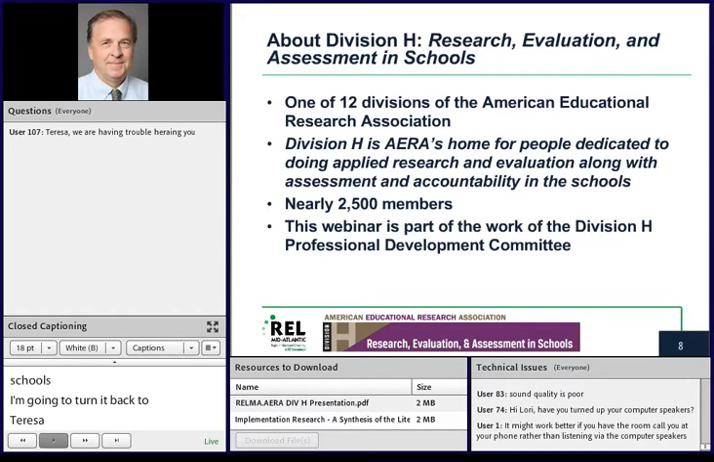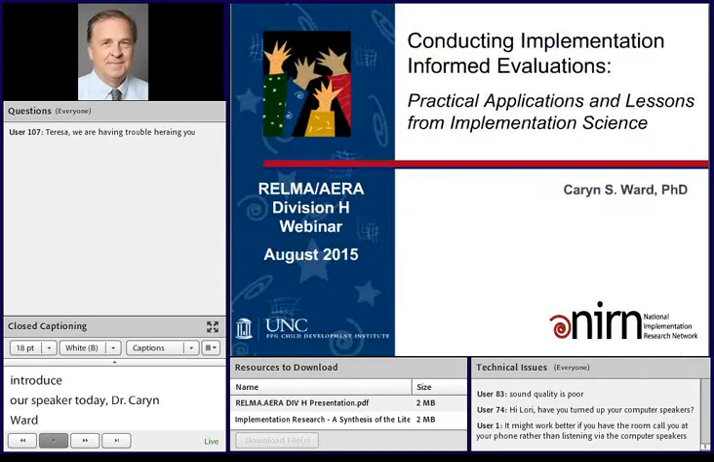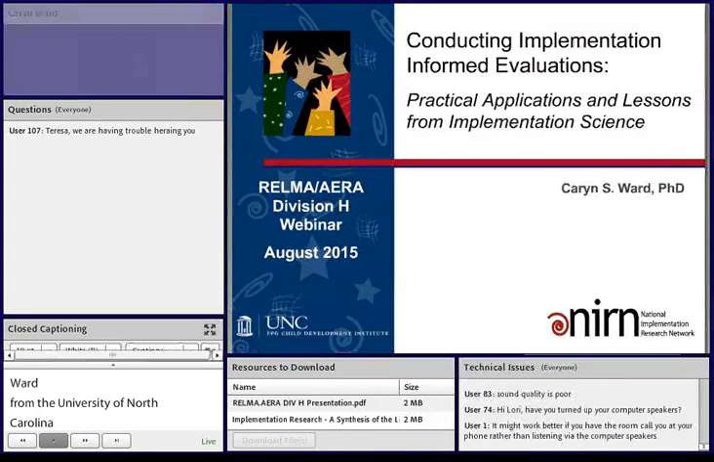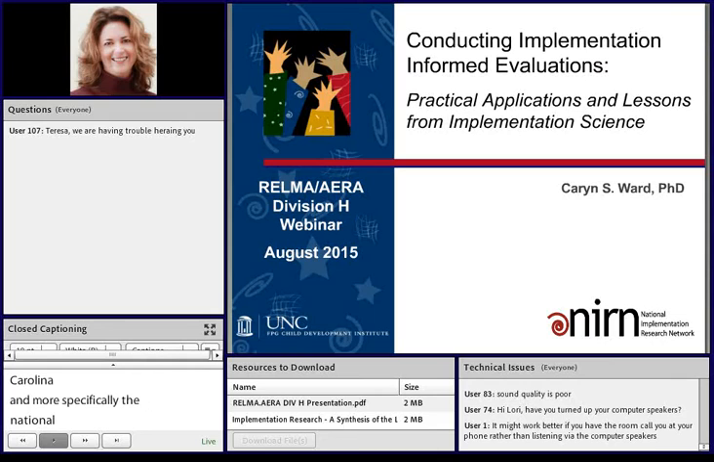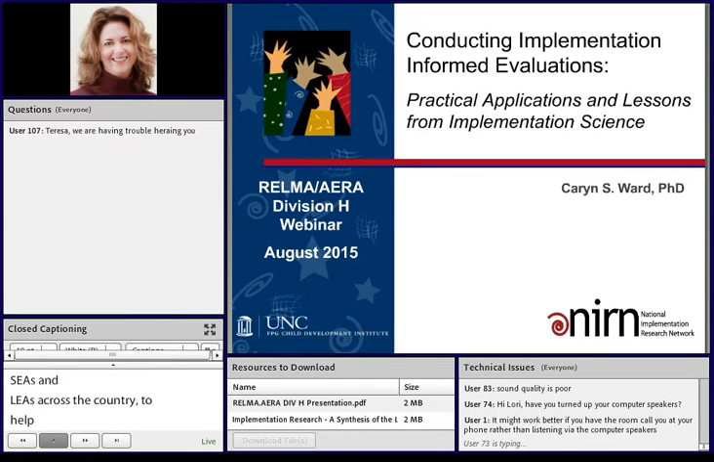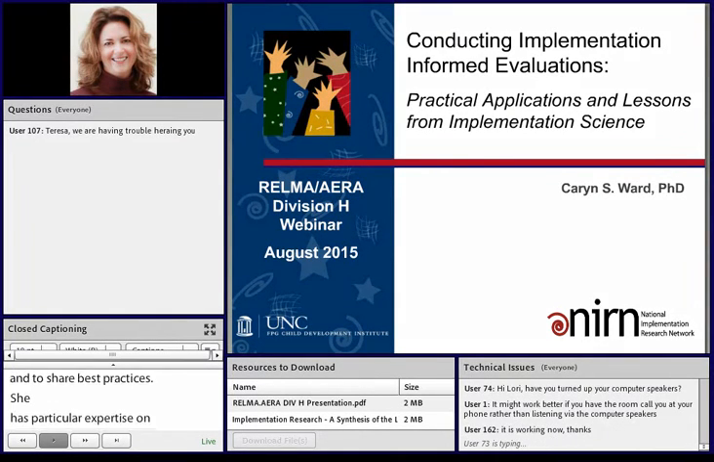Thanks, Ralph. And so I'd like to introduce our speaker today, Dr. Caryn Ward from the University of North Carolina and more specifically the National Implementation Research Network, where she is a senior implementation scientist. She works with SEAs and LEAs across the country to help them implement their various initiatives and to share best practices. She has particular expertise on RTI, and we are very pleased to have her here today. So without further ado, let me welcome Caryn Ward. Caryn, it's all yours.